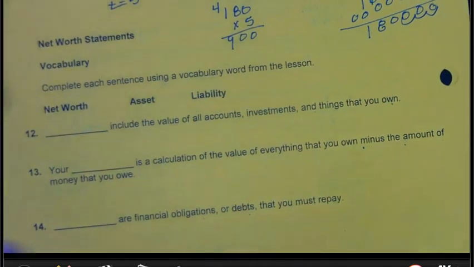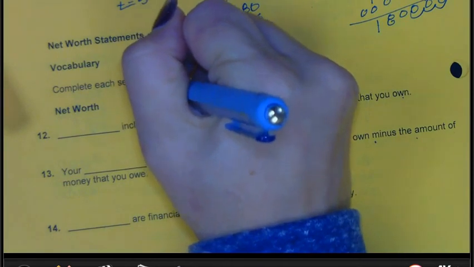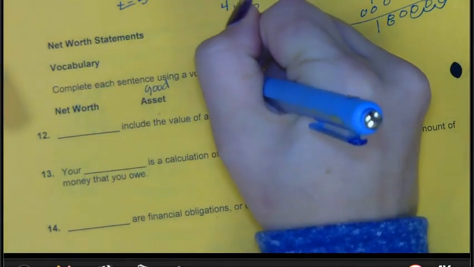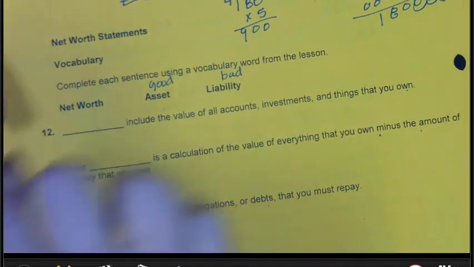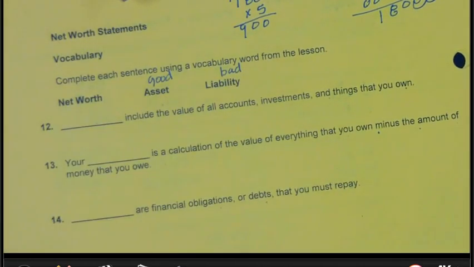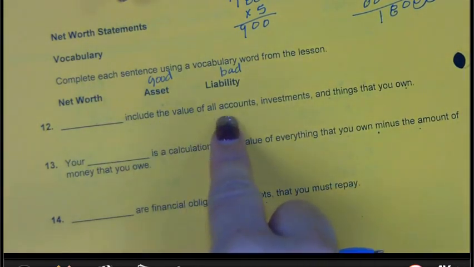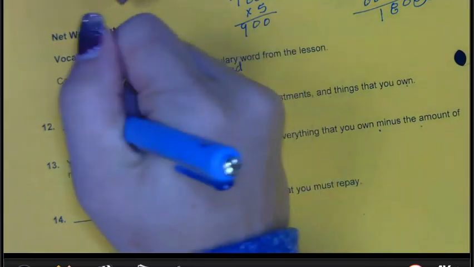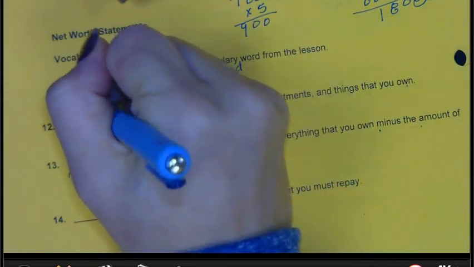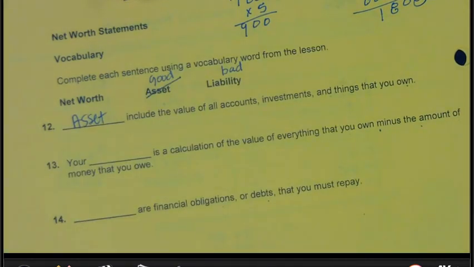Okay, so to remember all of this, assets is something that is good to you. Liabilities is something that is bad towards you. You owe it. And net worth is how much you're worth once you calculate the two together. So let's take a look back at this. Blank includes the value of all accounts, investments, and things that you own. Well, that sounds like assets to me, because assets is everything that I own that's good to me.